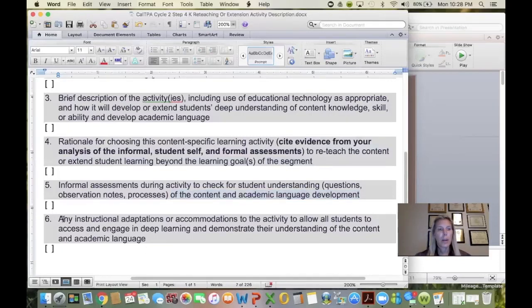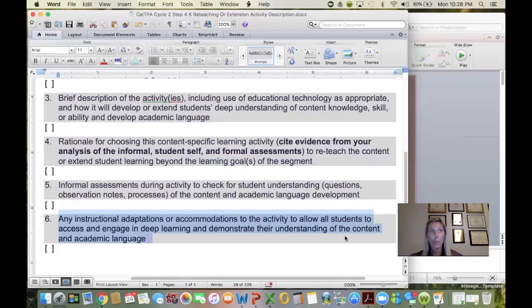And then you also need to talk about any instructional adaptations or accommodations to the activity to allow all students to access and engage in deep learning and demonstrate their understanding of the content and academic language. So this is where you need to think about your students in your context for learning document that you filled out. Do you have students with IEP? Do you have students with a 504 plan? Do you have English language learners? Do you have GATE students? Do you have struggling readers? Do you have struggling writers? Are they included in this group that you're teaching?